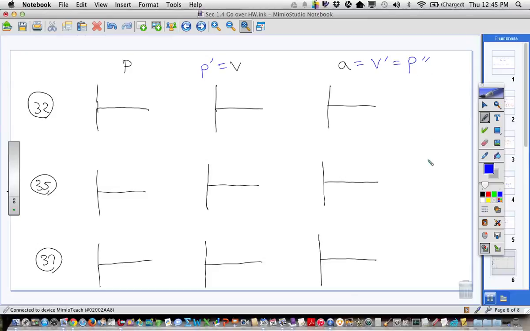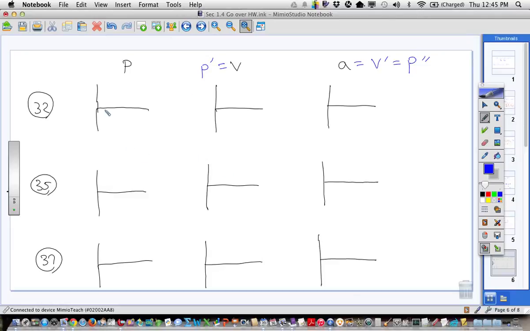P is the original function. The derivative of P is the velocity. And the derivative of velocity is acceleration. So derivative of velocity means V prime, but that's also the second derivative. That's also the derivative of P prime, which makes it P double prime. Okay? So understand that notation. Position, velocity, acceleration. That is a very common grouping we'll use a lot for derivatives.